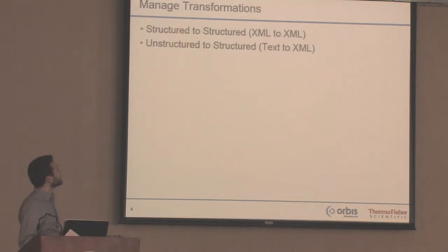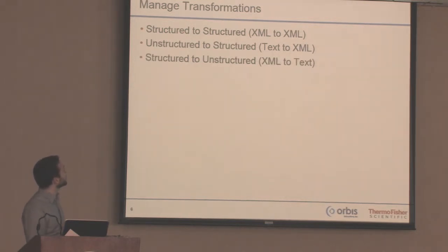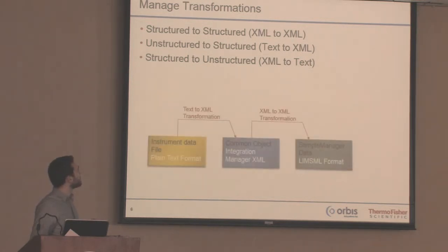So we have three different types of transforms: structured to unstructured, unstructured to structured, and structured to unstructured. Unstructured generally is a text, a CSV, an RTF file, something like that, and a structured format would be XML. And this again is just an example of an interface here. So we have an instrument plain text file, which is transformed to XML.